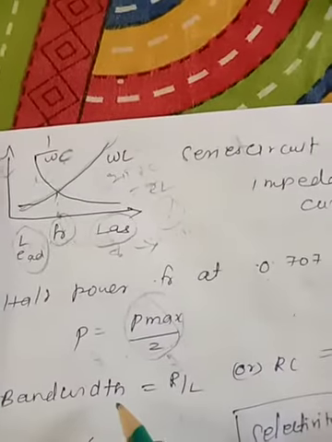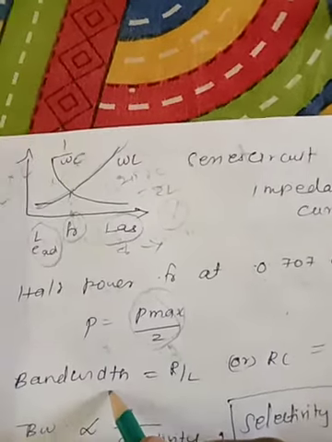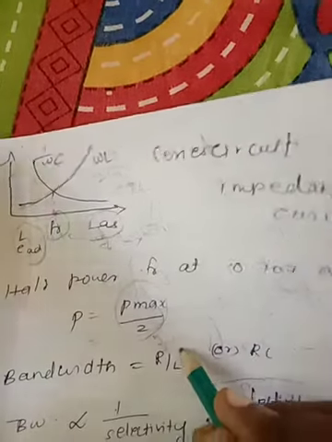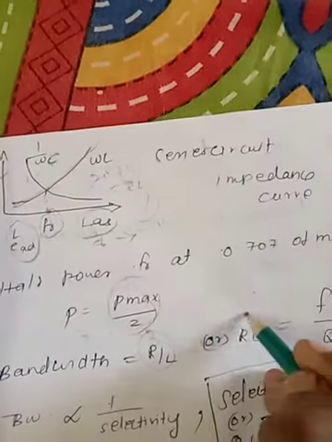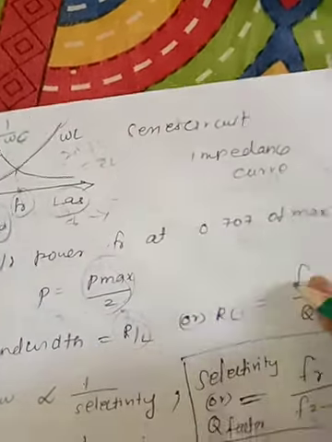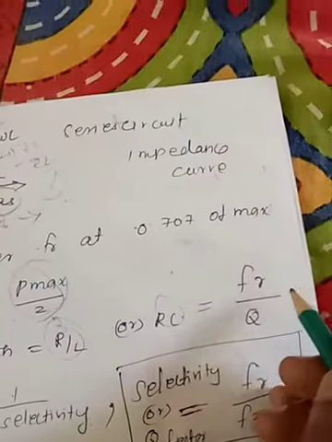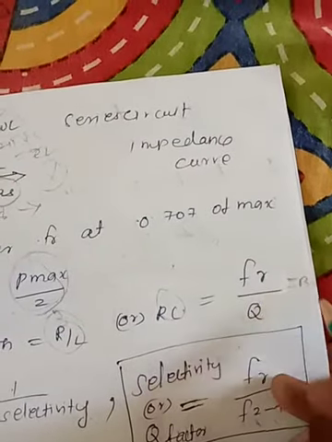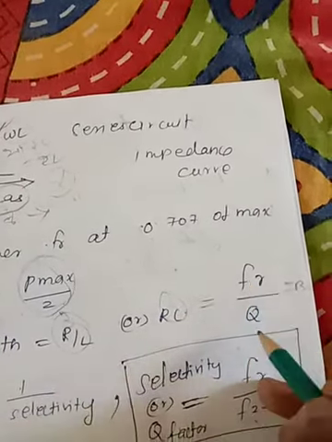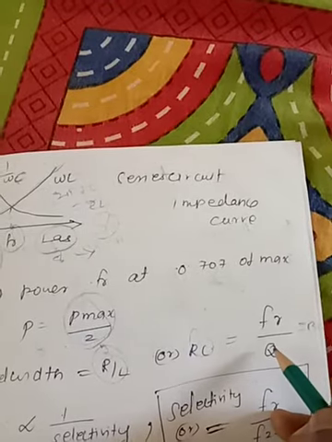Next one, very important, the bandwidth formula for series resonance. Bandwidth is equal to R by L or RC. R by L, we can use to calculate, or RC we can use. And this bandwidth is equal to the resonance frequency by the quality factor. Resonance frequency by the quality factor.